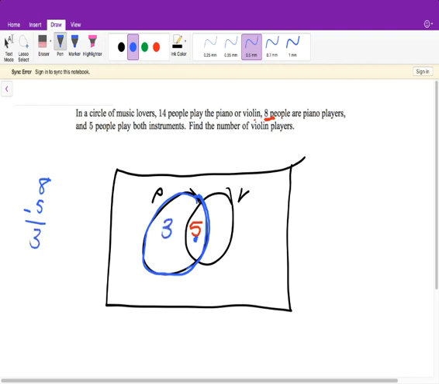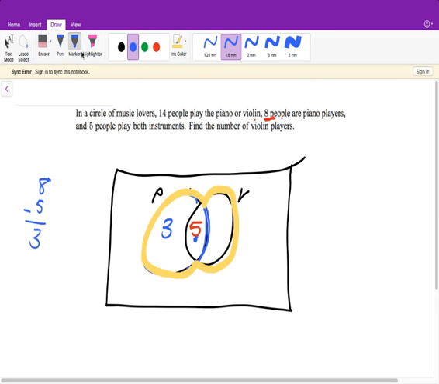And those 3 people only play the piano. Right now, it says 14 people play the piano or the violin. So that means those 14 people, let me get a marker. Let's do a different color here. Those 14 people play the piano or the violin. So those 14 people are either of those 2 circles.